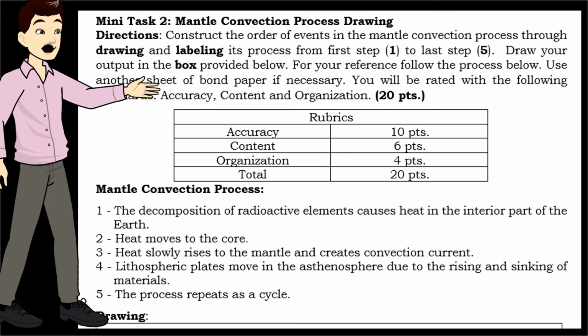First step in the process is the decomposition of radioactive elements causes heat in the interior part of the Earth. Second step in the process is heat moves to the core. Third step in the process is heat slowly rises to the mantle and creates convection current. Fourth step in the process is lithospheric plates move in the asthenosphere due to the rising and sinking of materials. Fifth, or the last step in the process is the process repeats as a cycle.